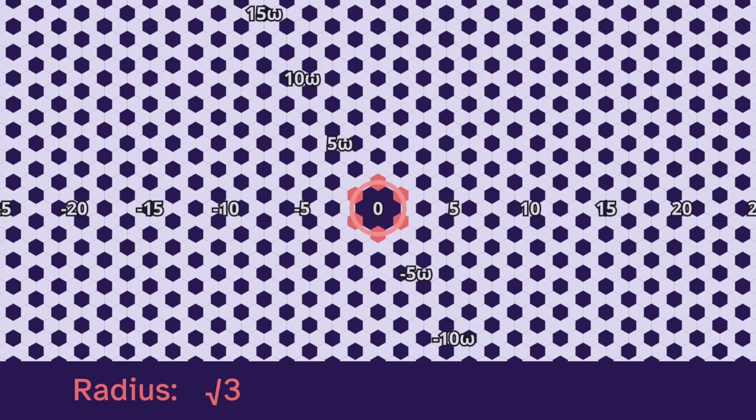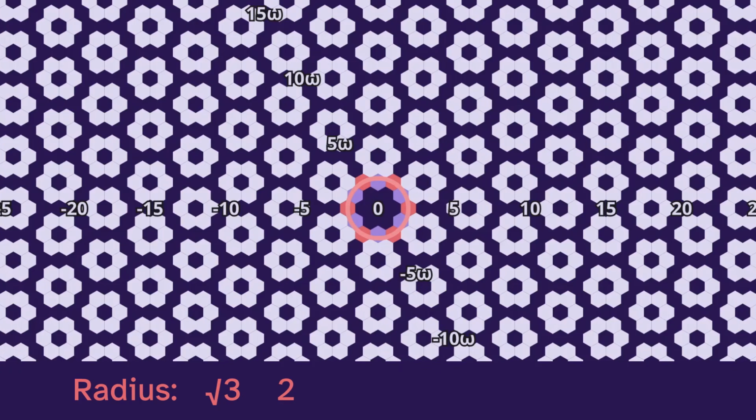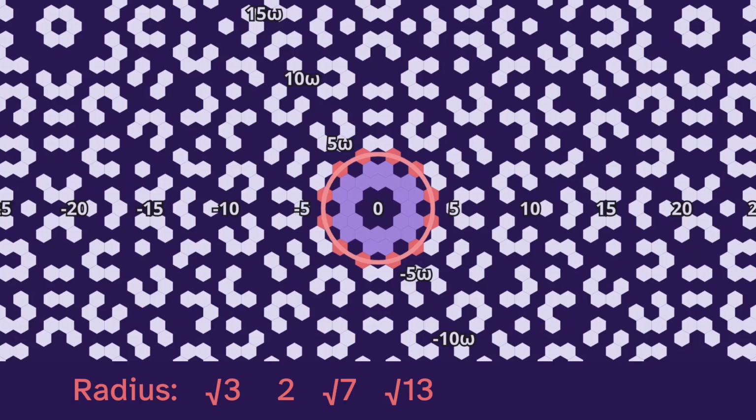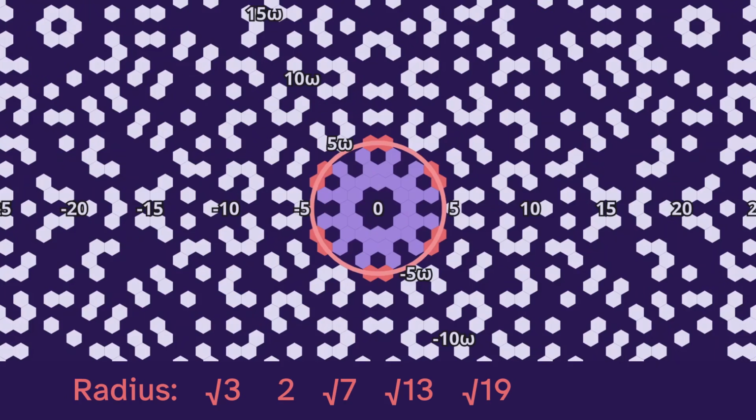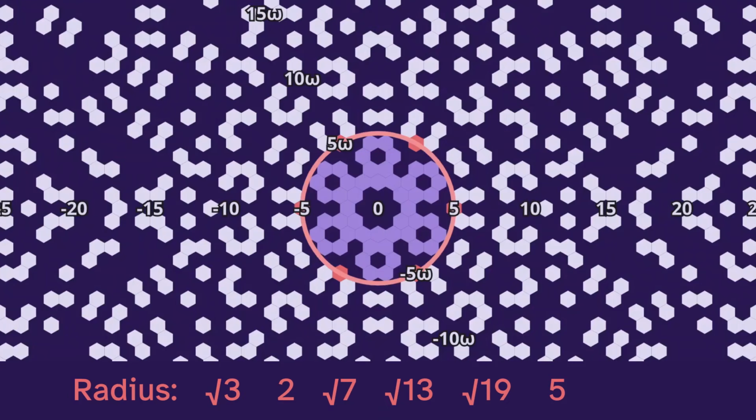The next smallest circle has radius 2, and it intersects 2 and its associates. So they are prime, and we remove their multiples. And then we continue like this. The next one is of radius root 7, and then root 13. And we continue finding primes and removing their multiples until we're left with just primes.